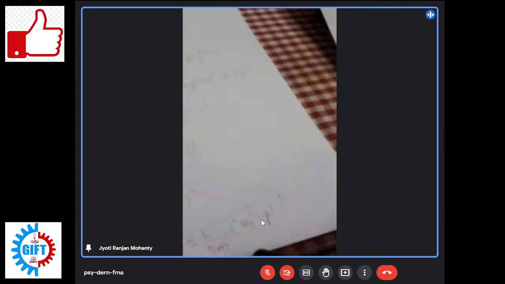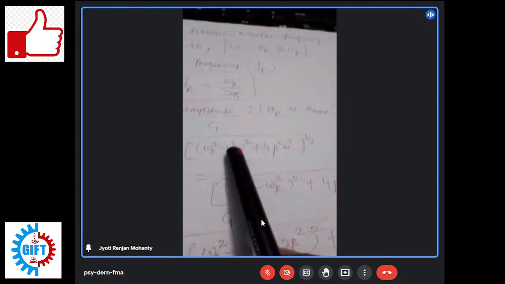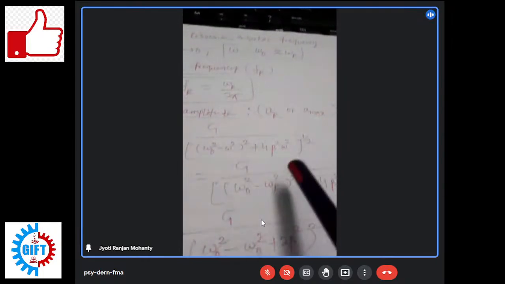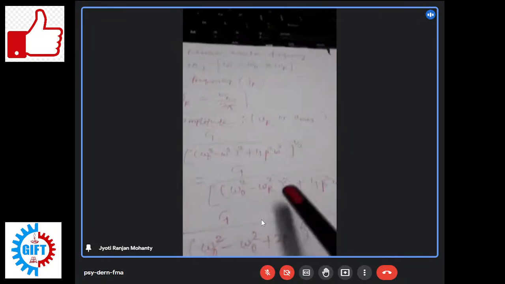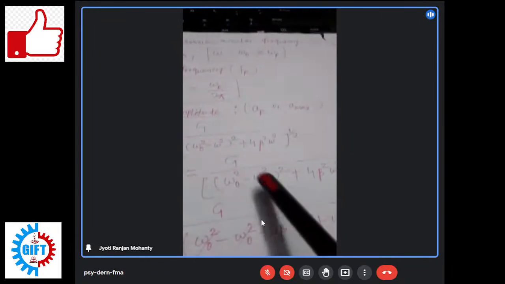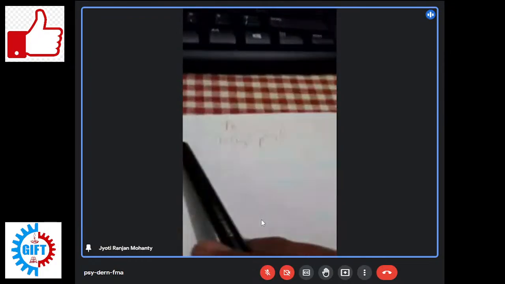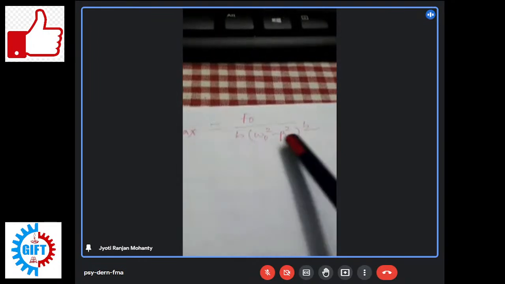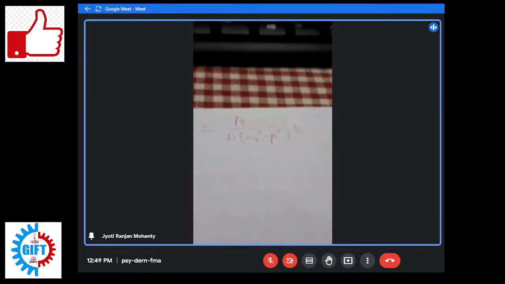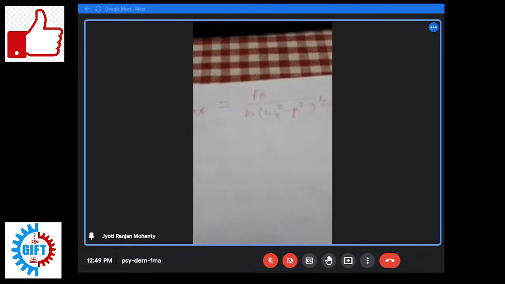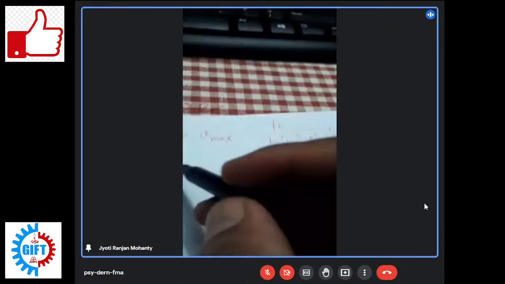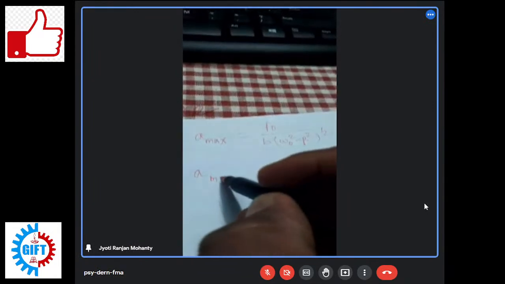Lastly, this is the expression for the amplitude. Here we have to substitute omega. Omega is equal to omega r, because at resonance the amplitude will be maximum. Putting the value of omega r square, we got the last expression: A max is equal to F0 divided by B times the square root of omega naught square minus beta square.